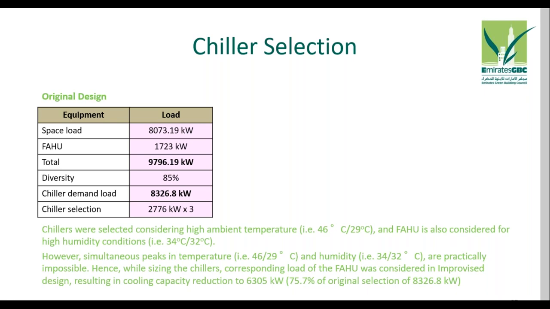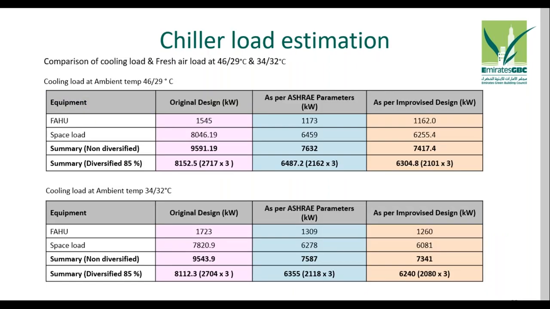So predominantly the designer takes both the extremes and adds to the load, and then diversity is applied. But both these peaks do not happen simultaneously. When we have high sensible, we don't have high humidity. So the two parameters are non-concurrent. Just mapping these parameters with the respective peaks, we can see what the difference is. The demand load at this point of time, we can see, is 8300. When we apply each parameter, the mapping has been established for fresh air AHU and space load at 4629.